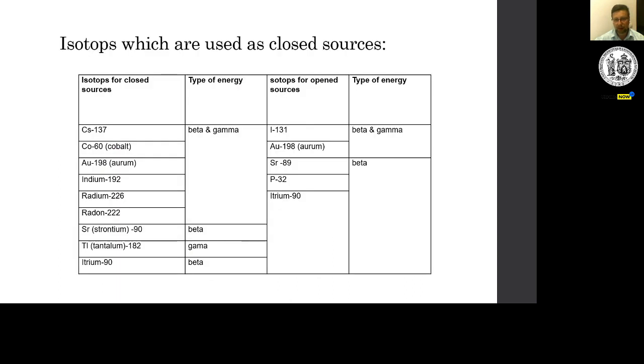And here we can see the different isotopes which are used as closed sources of ionizing radiation. Here you can see the different types and names of isotopes like cesium, cobalt, gold, indium, radium, strontium, thallium, yttrium, and the type of radiation which they emit. And also we can see the isotopes for open sources like phosphorus, strontium, aurum, and types of radiation. You can see that mainly it's beta and sometimes gamma radiation, like in the case of iodine-131.